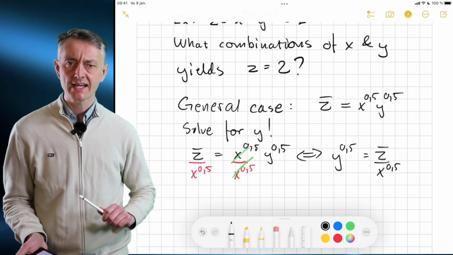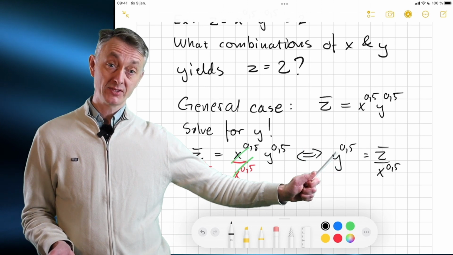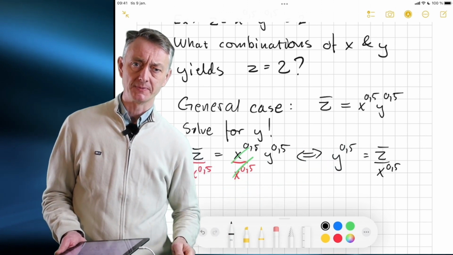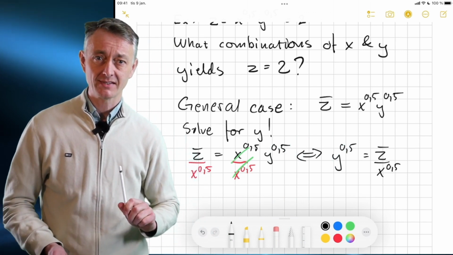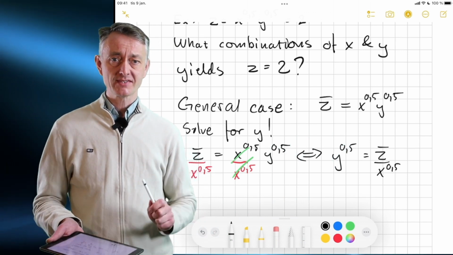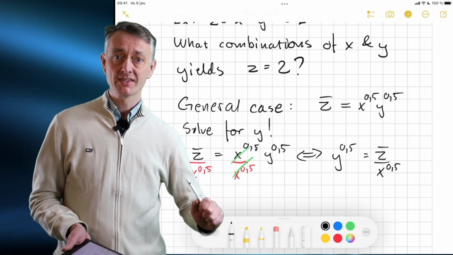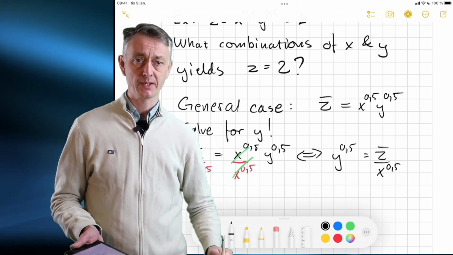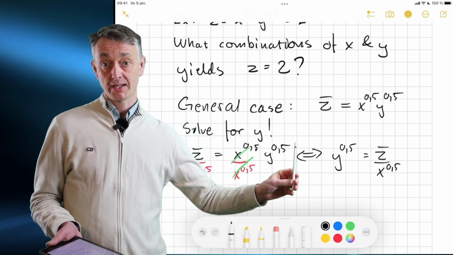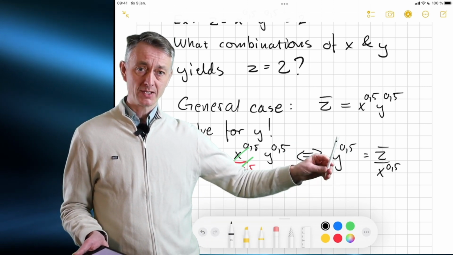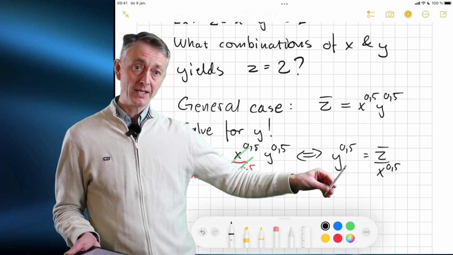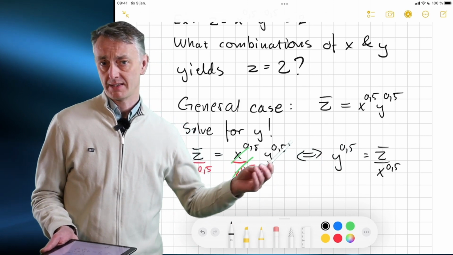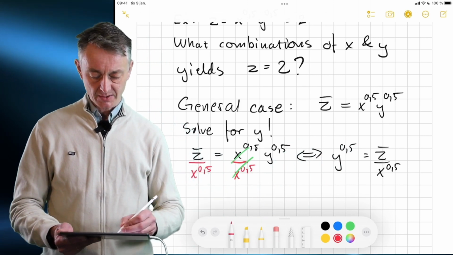We're not quite satisfied yet because this thing here is to the power of 0.5 and we just want to have y here. So what do we need to do? Well, you know from previous classes on exponents that we need to raise the left-hand side and right-hand side to the power of 2. Because then the new power here is going to be 0.5 times 2, which is 1. And that's what we need. So we'll do that.